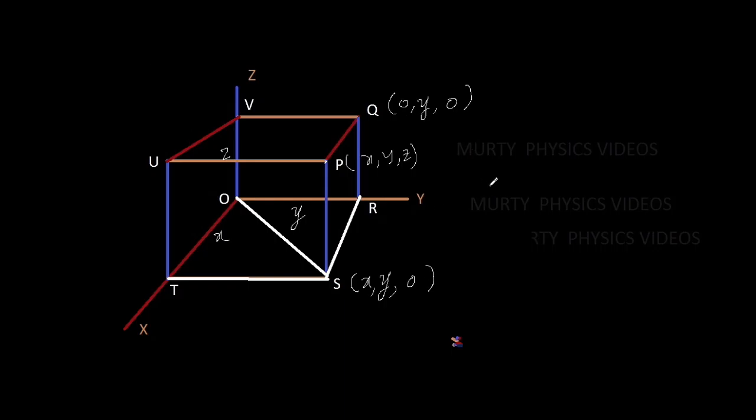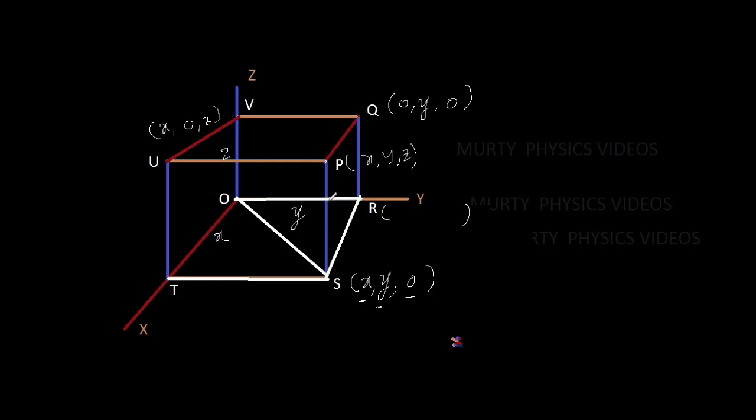Let us see how we can identify the coordinates of a point at a glance. If a point is on the xy plane, then it will have x coordinate and y coordinate, but z coordinate is 0. Here the point U is on xz plane. Therefore, for this x coordinate and z coordinate will be there. Y coordinate will be 0.